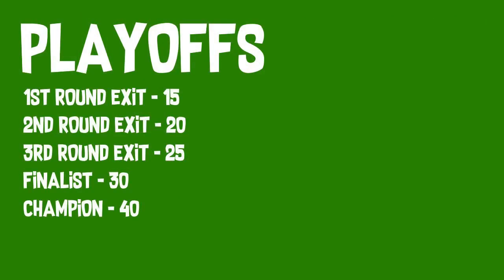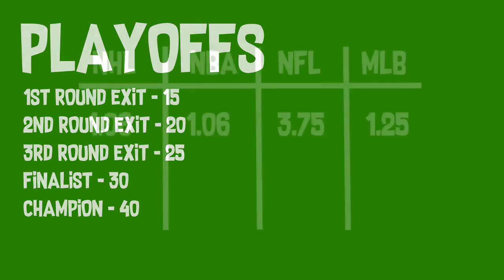Next up is playoffs. Since all 4 leagues have 4 rounds of playoffs and they're all relatively the same, it made it quite easy to just make it 15 points for making the playoffs added to their score. And then if they make it to the second round, they'll get 20. If they make it to the third round, they'll get 25. If they lose in the finals, they'll get 30. And if they win the championship in their league, they'll get 40. But say you win the championship, you just get 40. You don't get all the points below you. So it's what round you get exited at is how many points you get.